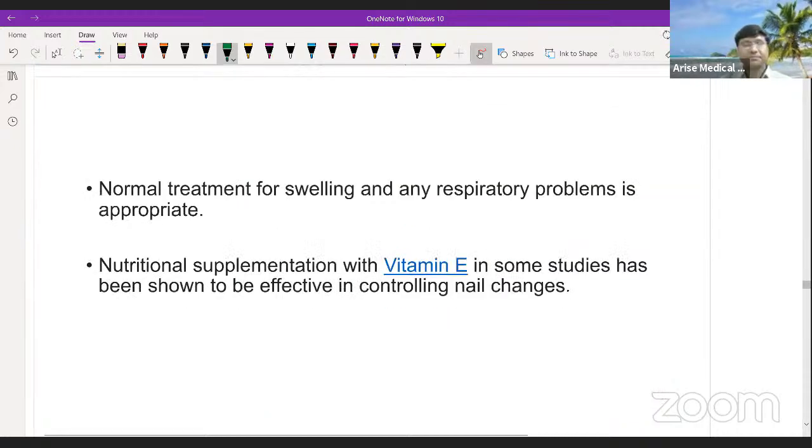But for controlling these nail changes, we give vitamin E, right? That was the question related to yellow nail syndrome, which is characterized by a triad of lymphedema, yellow nail discoloration, and pulmonary manifestations. They also have an association with chronic bronchitis. Right, very good, Shashi Bhushan.